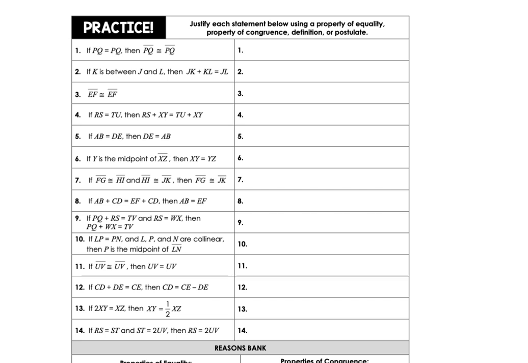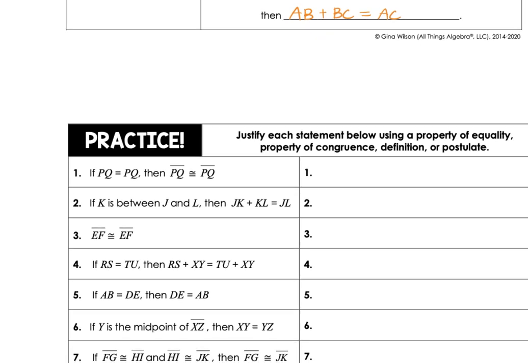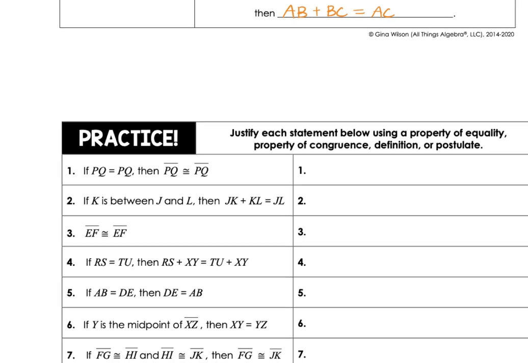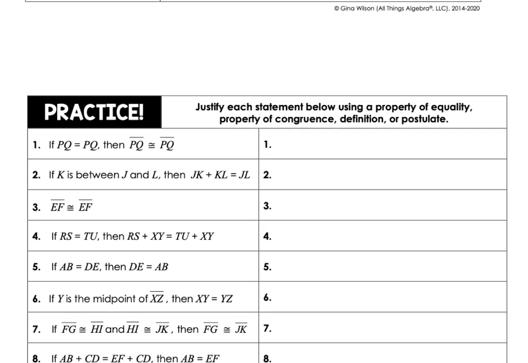Yeah, so let's walk through it, okay? It says if PQ equals PQ, then segment PQ is congruent to segment PQ. Do you know what that is? That is the definition of congruence. If they are equal in length, then they are congruent segments, okay? That's the definition of congruence.